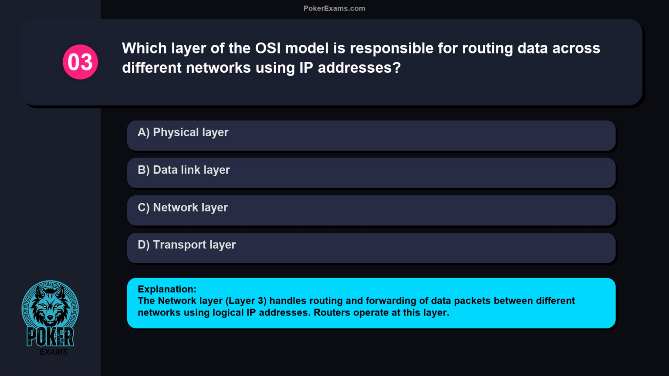The network layer, layer 3, handles routing and forwarding of data packets between different networks using logical IP addresses. Routers operate at this layer.